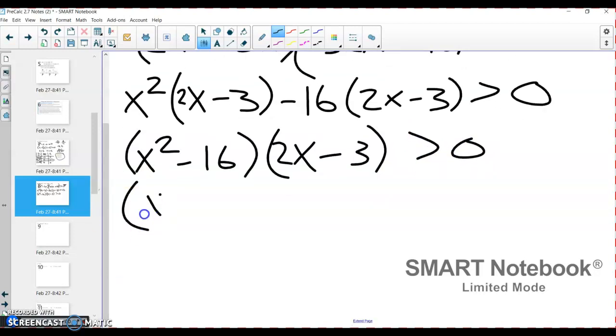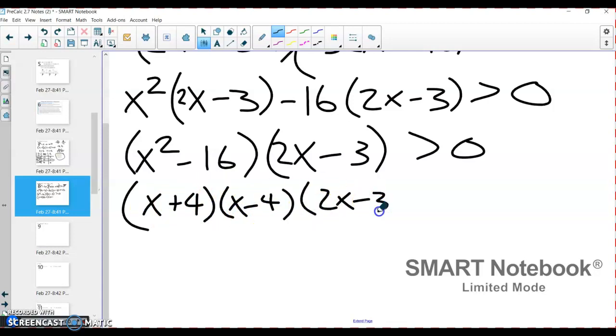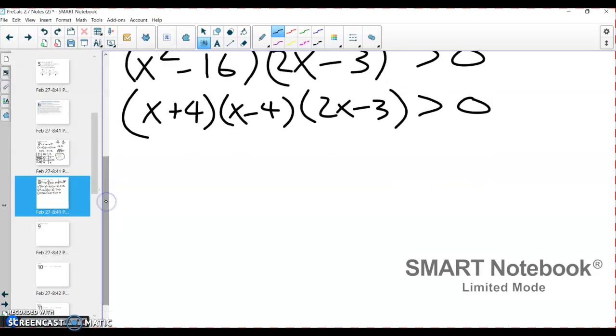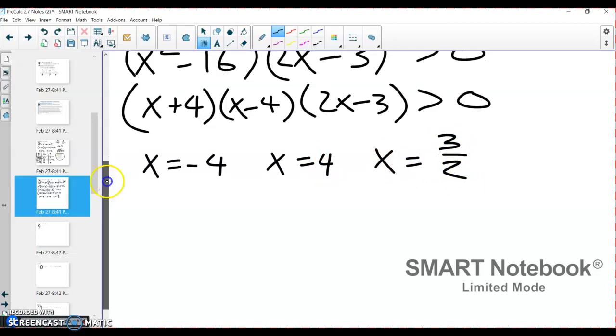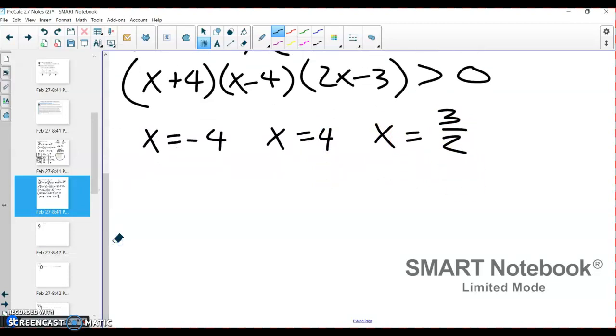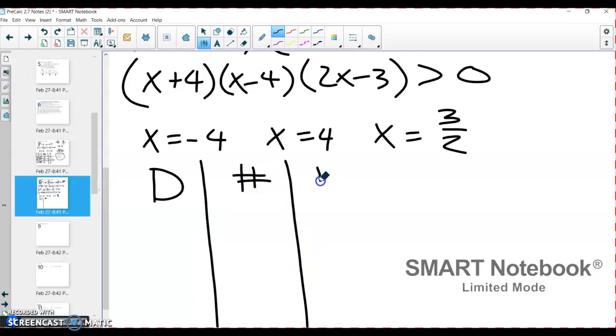This breaks down a little bit more into x plus 4, x minus 4, and 2x minus 3. Still greater than 0. And so I have 3 x-intercepts here, or 3 key points. I have x equals negative 4, I have x equals positive 4, and I have x equals 3 over 2. So when I set up my table, I'm going to have now 4 test intervals. So I have domain, I have the number I'm going to use, and I have whether it's going to be positive or negative.